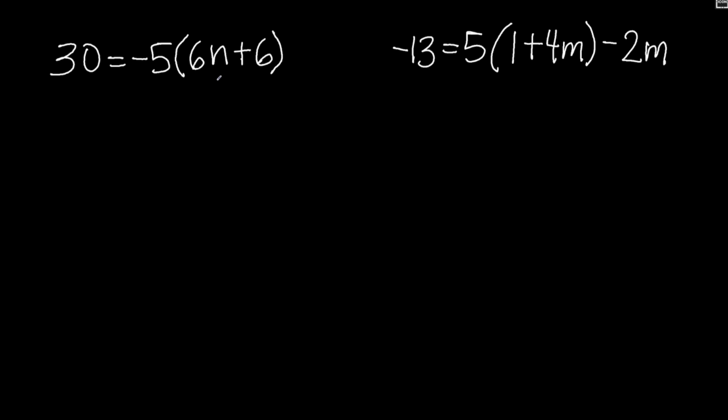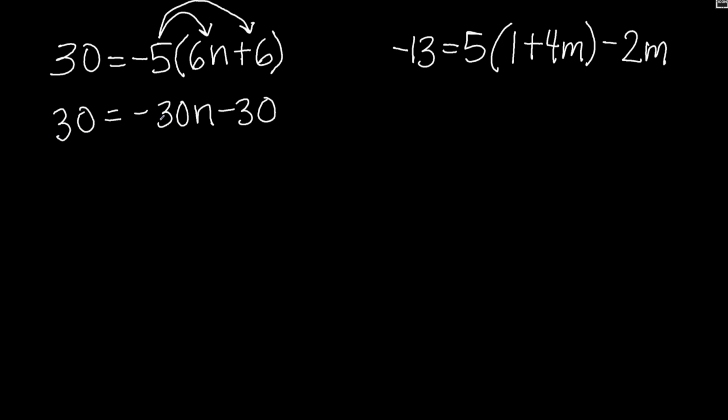The first step would be to distribute the negative 5, so we would multiply negative 5 to each of the terms inside the parentheses. So, negative 5 times 6n would give us negative 30n, and negative 5 times 6 gives us negative 30. On the left-hand side, we would be left with 30.